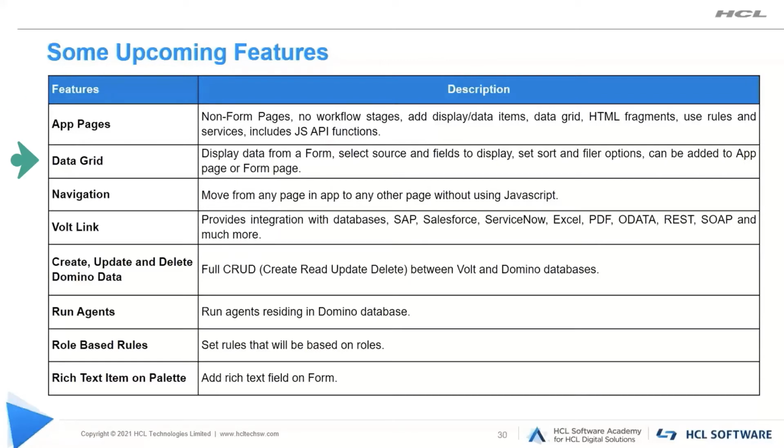Data grid. You can add data grid to a form or an app page. Using data grid, you will be able to display the data from a form in grid format. You will be able to select the source from where the data will be fetched, and you will be able to set the fields to display the data. You will be able to set the sort and filter options as well. Navigation. You will be able to navigate from one page to another page without using JavaScript.